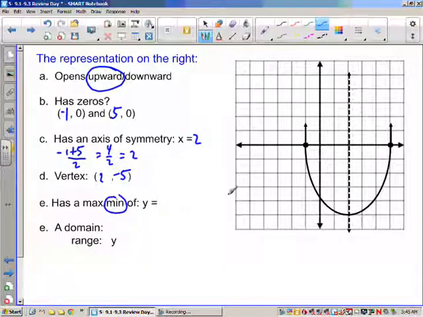It opens up, making it a minimum. The value of y starts up at positive infinity from left to right, comes down to negative 5, turns around and goes back up. So the minimum is negative 5. Domain again, all reals. The y starts at negative 5, we could say, and goes all the way up as far as a range. So it's greater than or equal to negative 5.